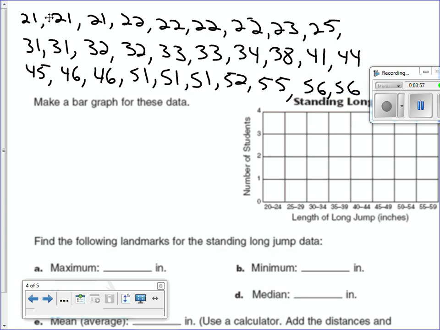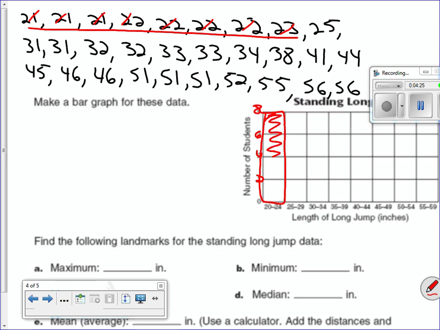So from 20 to 24, that would be this range of numbers. I have 1, 2, 3, 4, 5, 6, 7, 8. Okay? So the number of students that have that, so I'm going to take a look. I have 8 here. So I'm only going to be able to go up to 4 here. So I'm going to have to change this graph into 2, 4, 6, 8. So I'm going to fill in this entire bar for this set of data here.